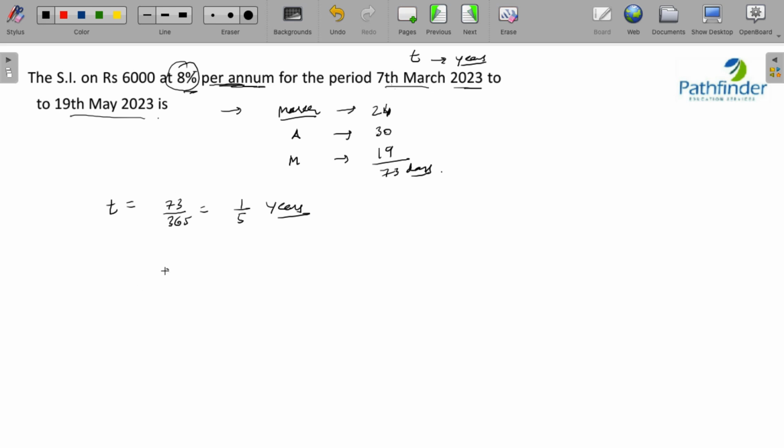And now we can straight away apply the formula simple interest is equal to P into T into R divided by 100. So 6,000 into T is 1/5 into R is 8/100. So what do you get? 5 12s are 60, and we get rupees 96 as the answer. So with this we come to an end of this first session on simple and compound interest. Thank you so much.